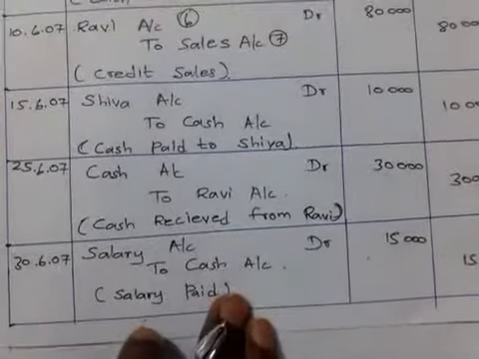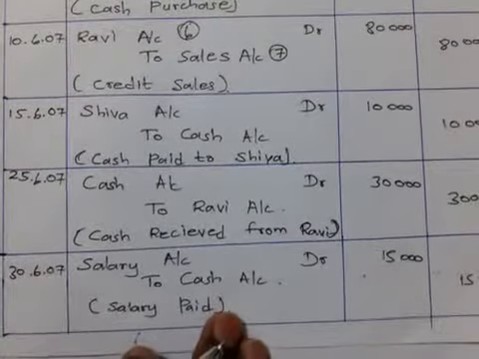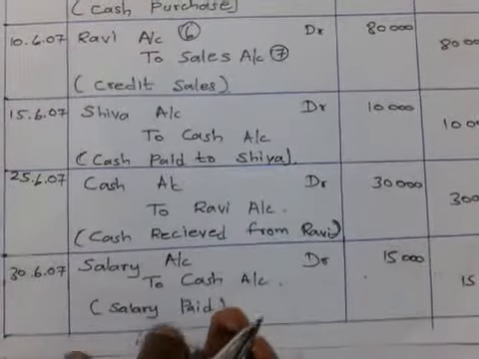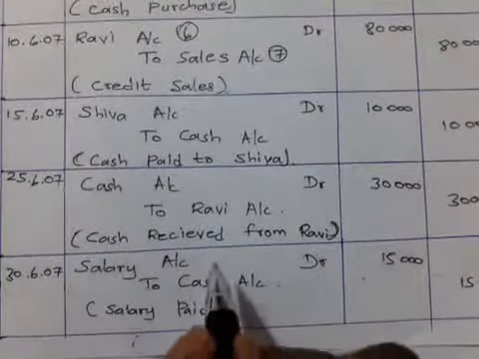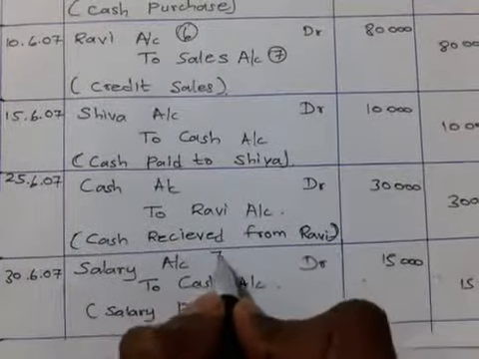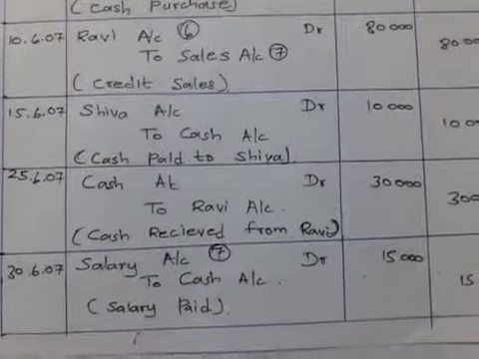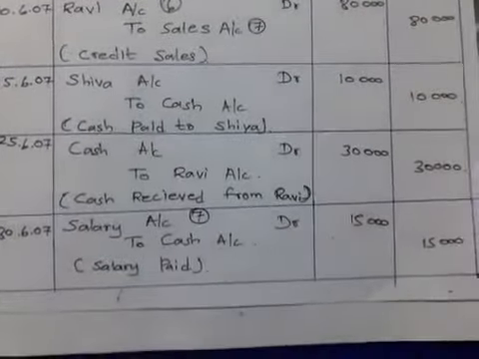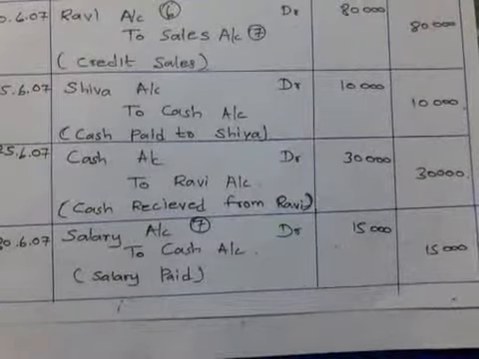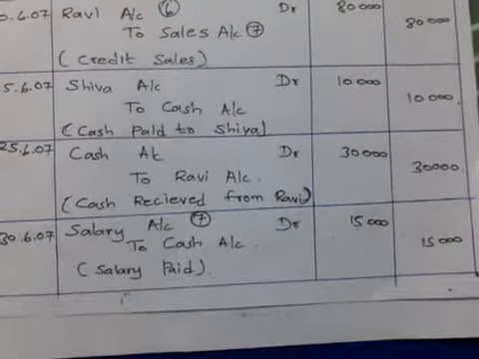And in the final journal entry, it says about paying the salary. So we didn't open the salary account yet, so we have to open one salary account. So we have opened all types of ledger accounts required to record these journal entries. So let's record the entries.